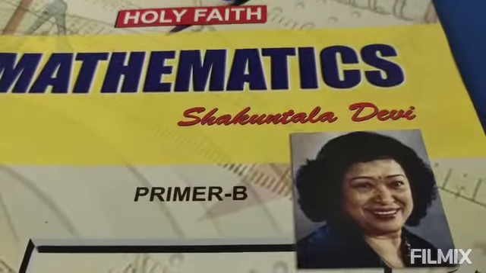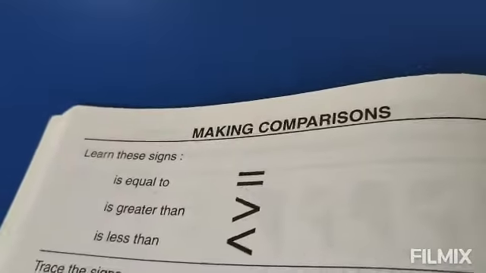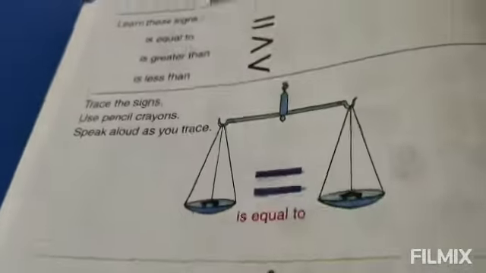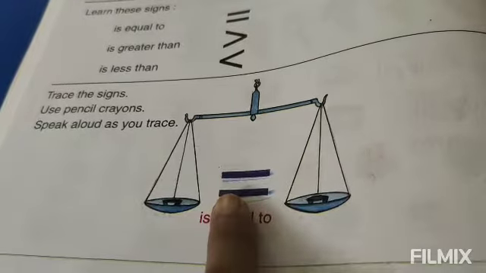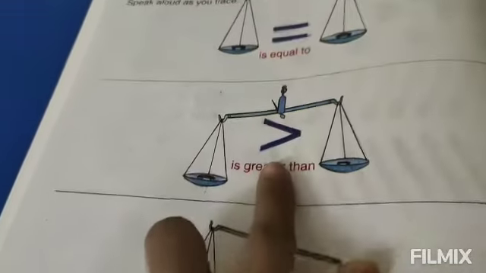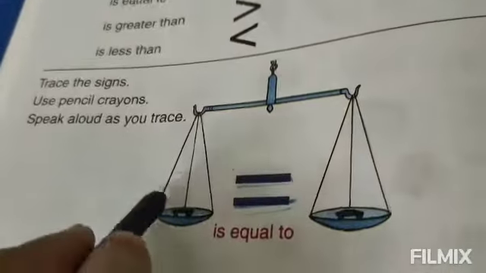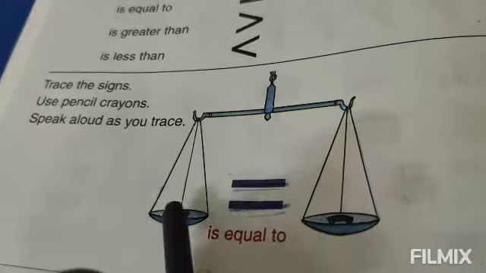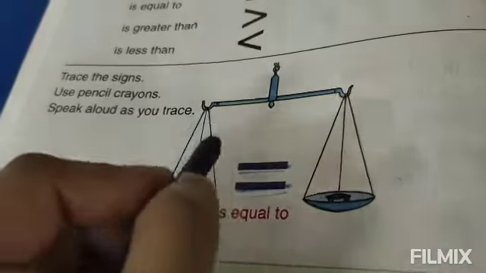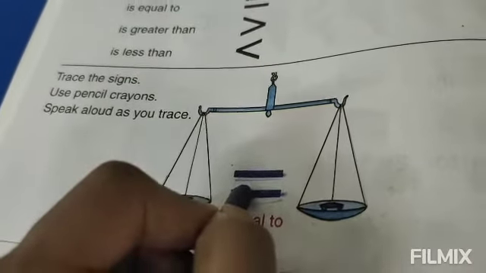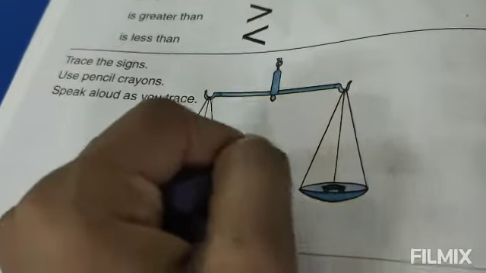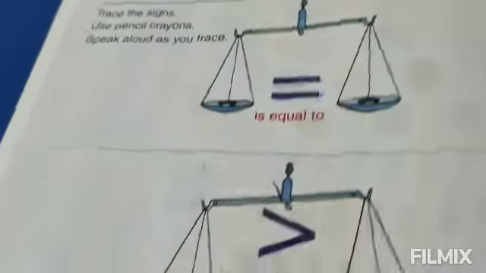Open your mathematical primer B workbook, page number 24. Okay. Sign of is equal to, sign of is greater than, and sign of is less than. Okay. When both sides weight is equal, then we will put the sign of is equal to. So track this sign. Okay.